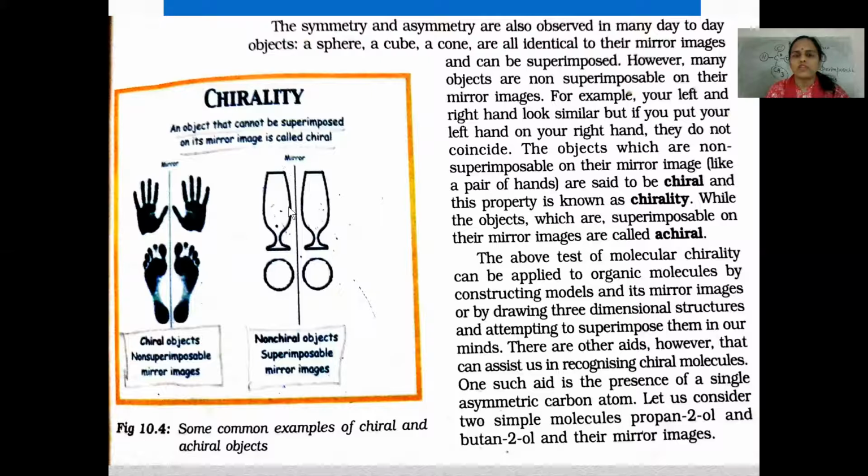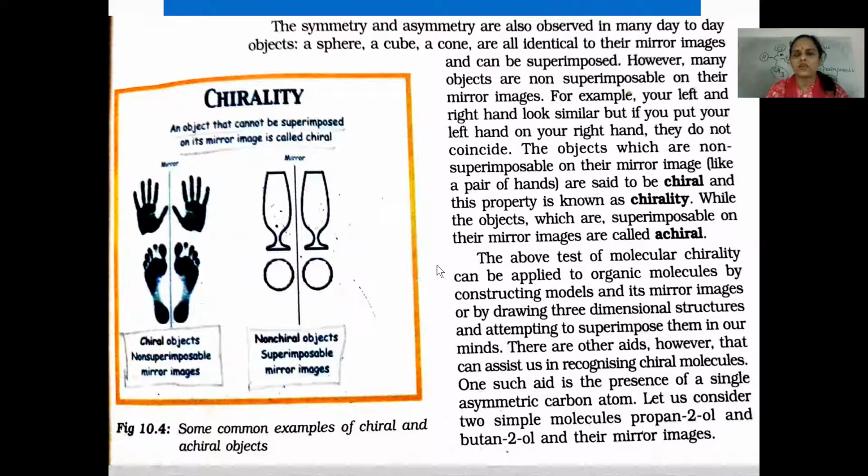For example, you see this glass. If I see this glass in the mirror, it looks as if it is a glass and it is getting superimposed. Here you see the circle, it looks as if it is a circle, it is getting superimposed. So superimposable mirror images are non-chiral objects.